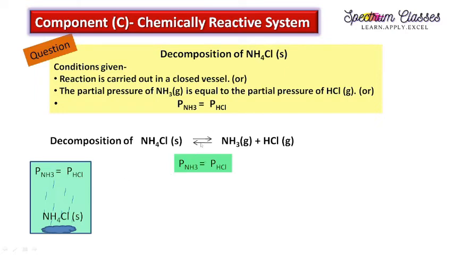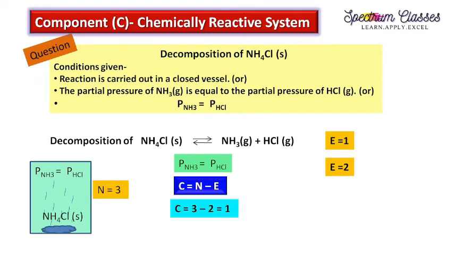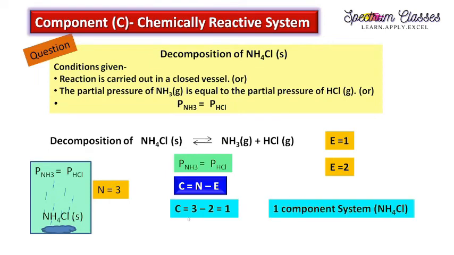So here we have two equations, one is this, second is this, and no ions are involved in this system, right? The species are NH4Cl solid, NH3 gas, and HCl gas, so the number of chemical species is 3. The number of phases is 2, one solid and the other gaseous. Here we apply this formula to count the number of components: C is equal to N minus E. N is 3 and E is 2, so C is equal to 3 minus 2. This is a one component system.